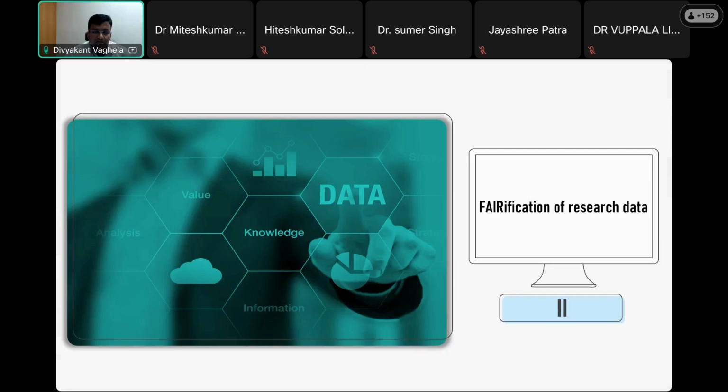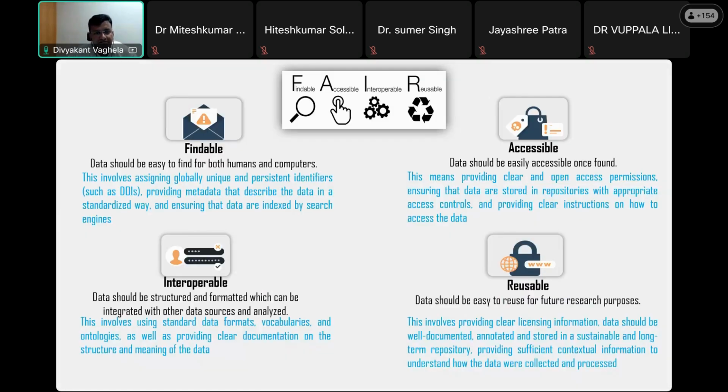Coming to the FAIR principles of research data. It is basically the process of making research data findable, accessible, interoperable, and reusable. This has gained prominence in the scientific community as a means to improve the efficiency and effectiveness of research data management and sharing. Now, FAIR means findable, accessible, interoperable, and reusable. Findable means what? It should be easy to find by humans as well as computers.